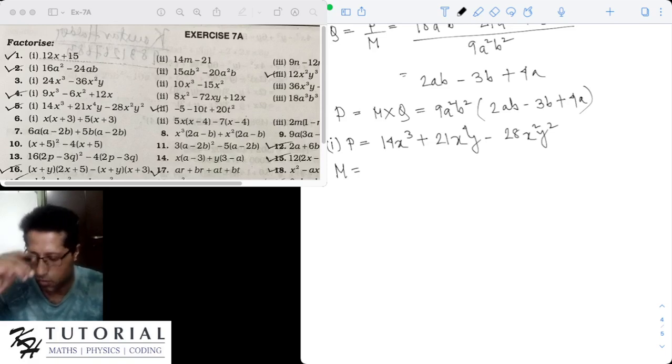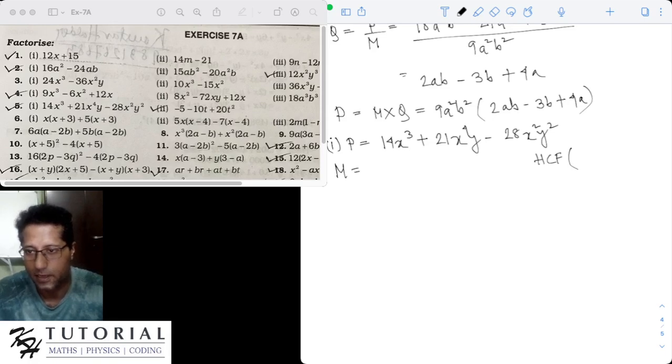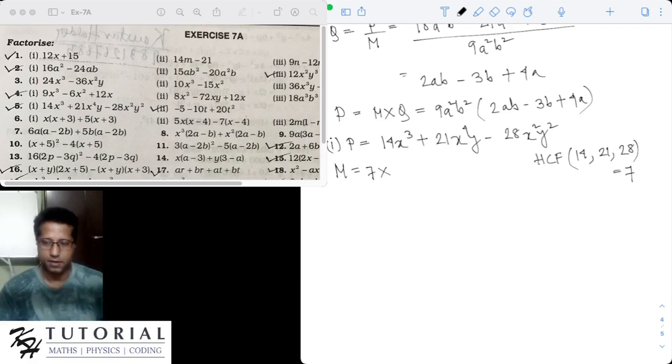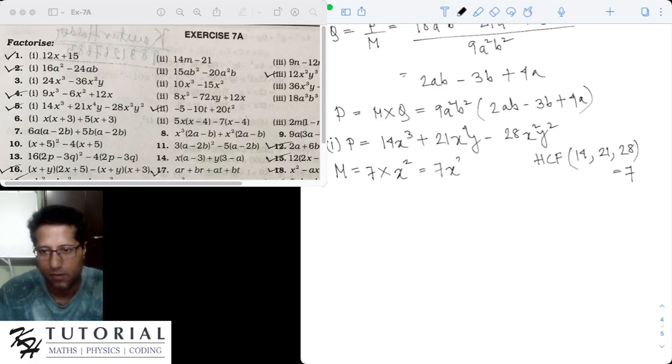What will be the coefficient of m? It will be the HCF of the coefficients of all the terms ignoring their sign, that is 14, 21 and 28, which is 7. So we have 7 multiplied by the variable x, which occurs in all the terms, and the minimum power of x is 2. So we have x square, and the variable y is not occurring in all the terms, so y will not be there in m. So this becomes 7x square.